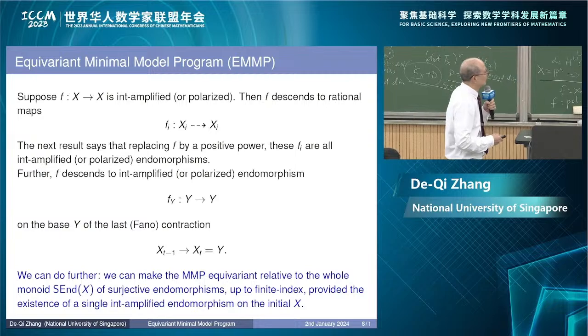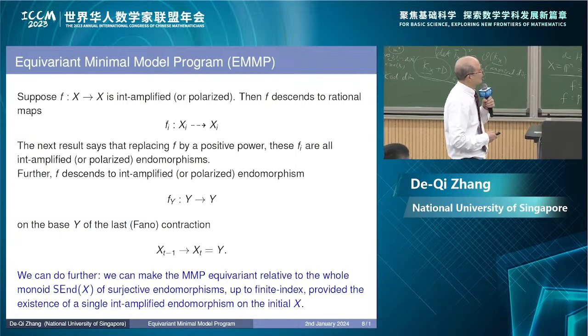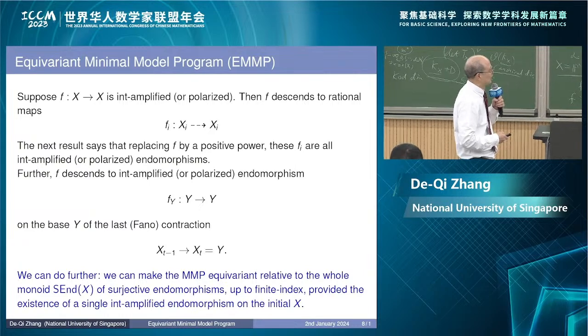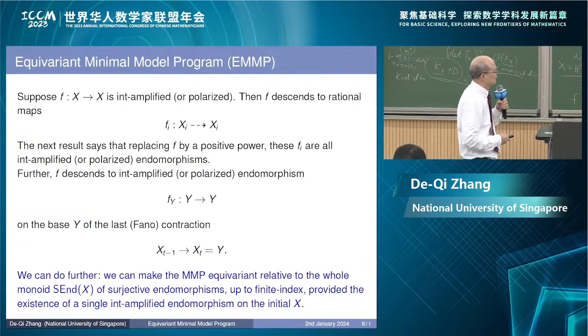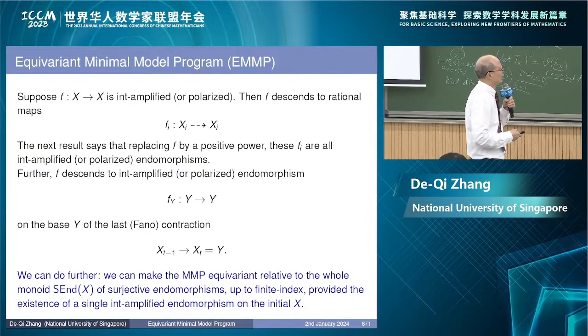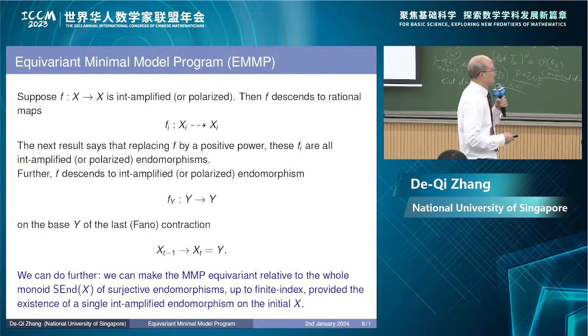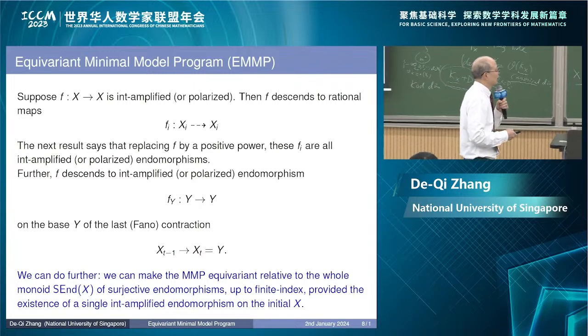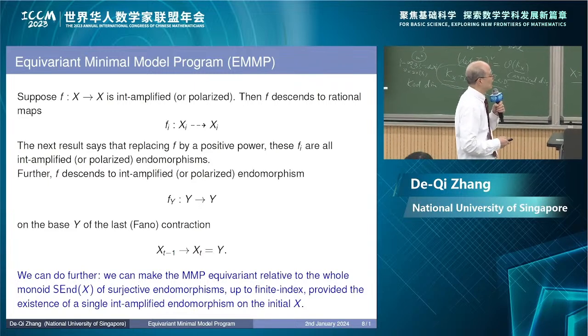So the assumption here is that my F is int-amplified, and with this assumption you can descend the endomorphism to the next object, and still it's regular. But you have to iterate this endomorphism a few times to make it regular. So in that sense, you can descend the endomorphism F to the next object. In that sense, we say that this is equivariant relative to the endomorphism. So anyway, you can do this descending of endomorphism.